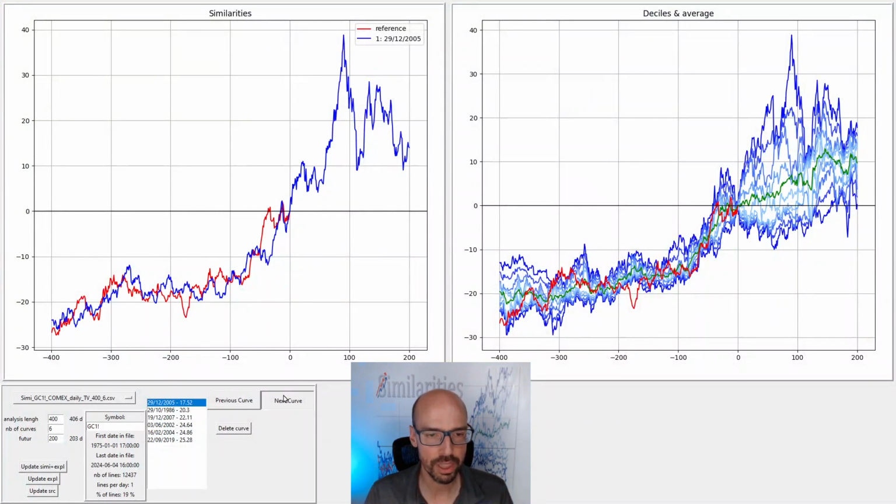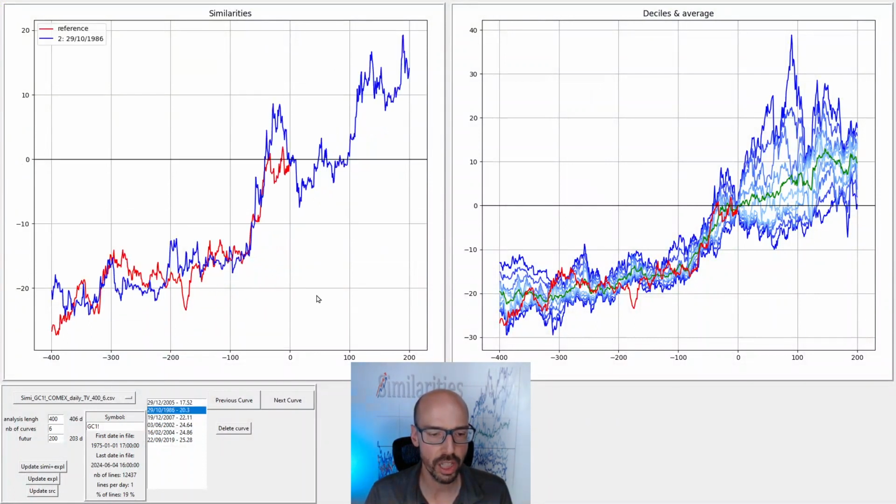All right, let's switch to the next one, which is okay fitted. There's clearly a miss here on the last period, which is too bad, but it's still indicative, with range bound, a bit of correction, but globally range bound, and then up 10% for the next 200 days.